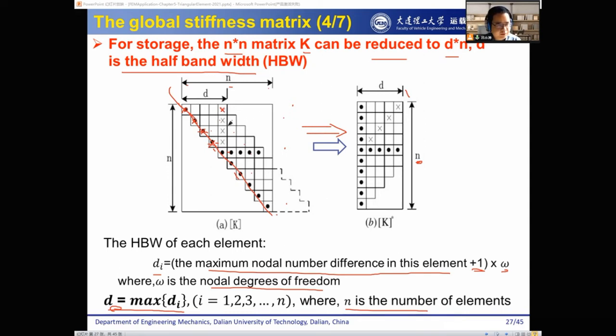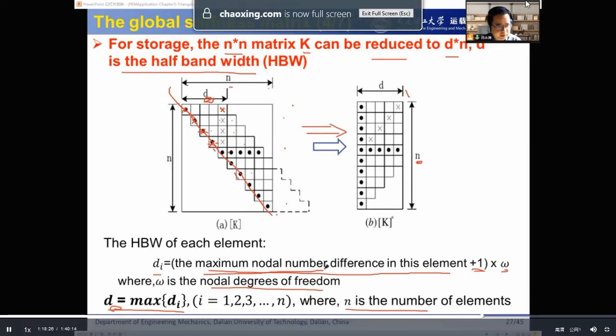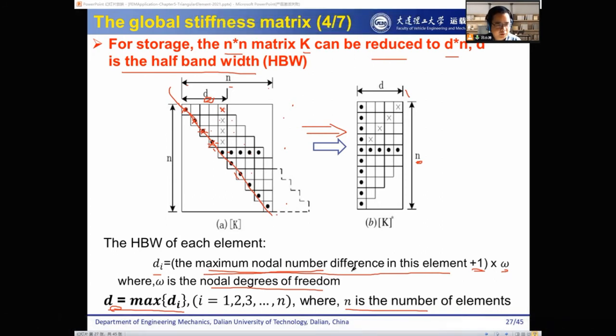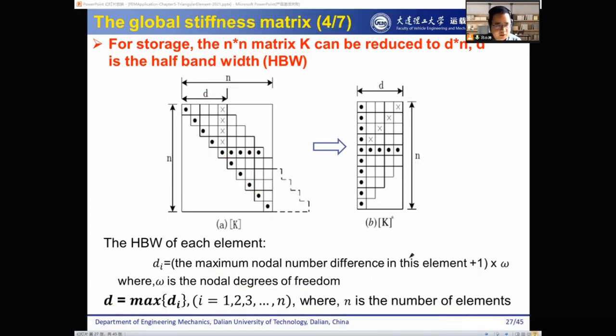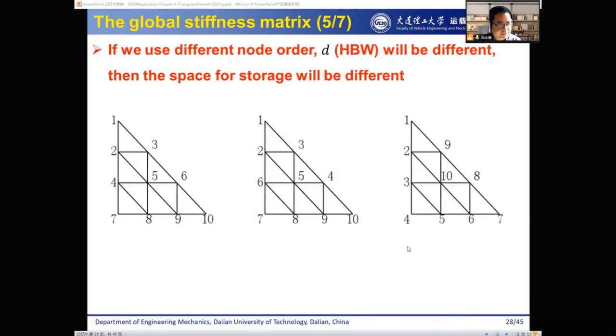And also we find out how we get the d. We don't need to do it by hand for each matrix, because in some cases the matrix is very large and it's hard to do the counting for each row. We noticed this can be directly calculated by working out the maximum node number difference in the element. So we only need to find that, and then everything is solved. This is how we do the calculation, and let's have a look at the examples.